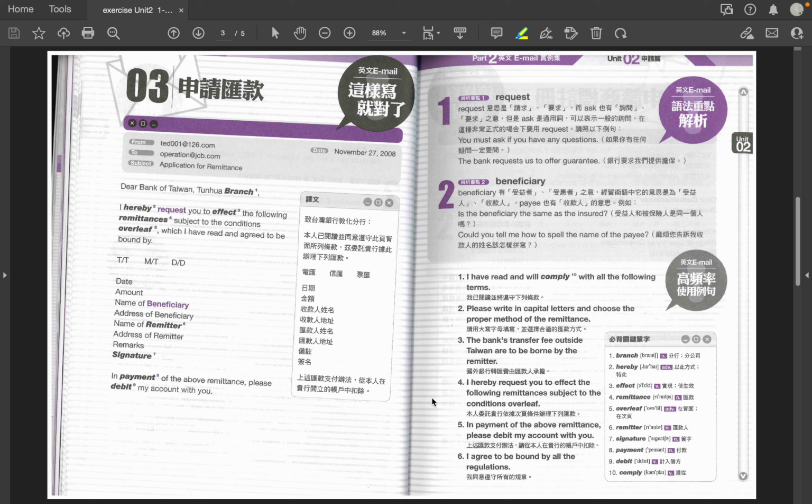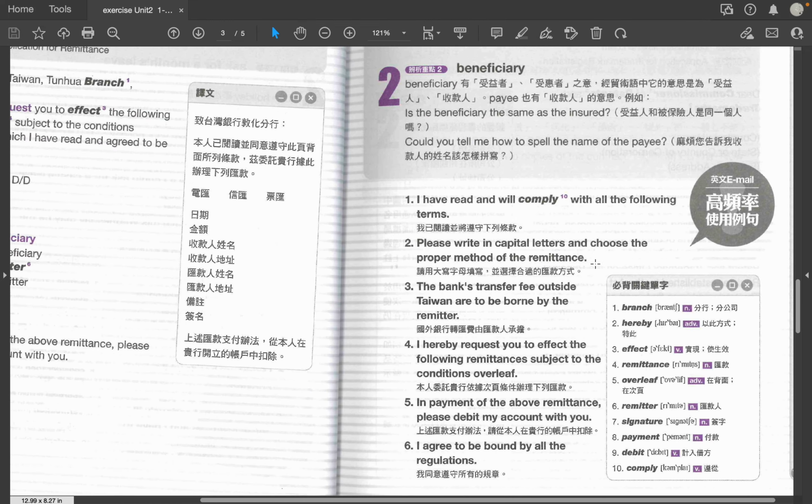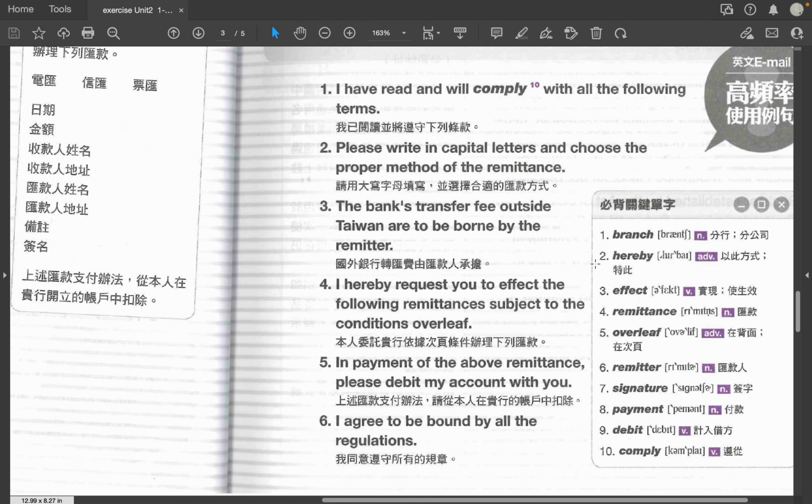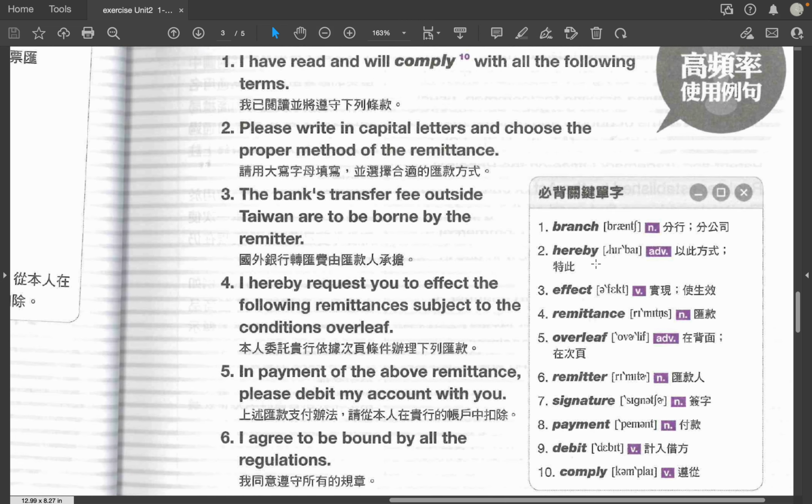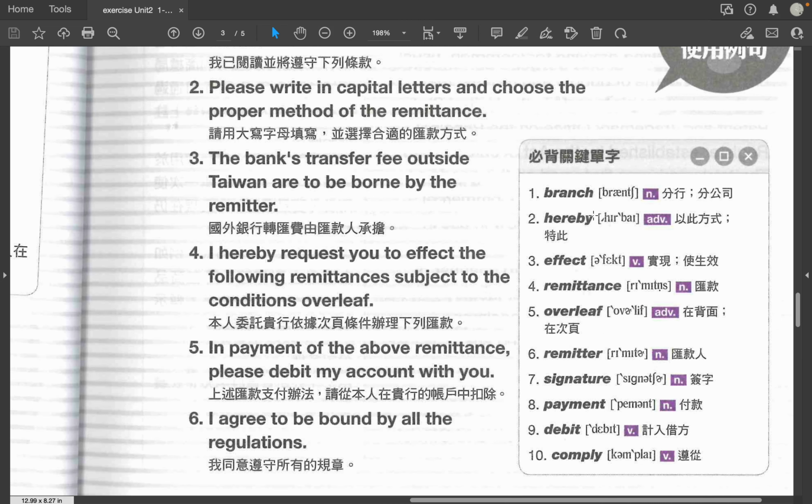汇款，nice and short，今天的蛮短的，所以看可不可以多补充一些额外的知识。Right, keywords from 1 to 10. Branch, hereby, affect, remittance, overleaf, remitter, signature, payment, debt, comply.